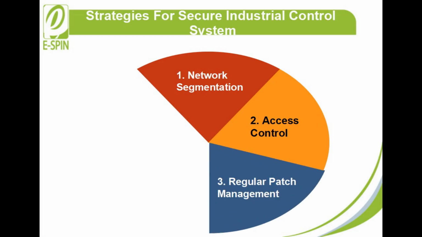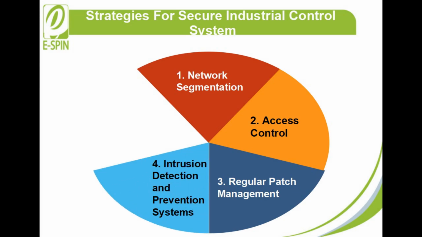3. Regular patch management, essential to address vulnerabilities in ICS components. While downtime is a concern, organizations should prioritize updates to ensure their systems remain secure. 4. Intrusion detection and prevention systems monitor network traffic for suspicious activity and alert operators to potential security breaches. These systems help detect and respond to threats in real time, reducing the risk of cyber attacks on ICS.